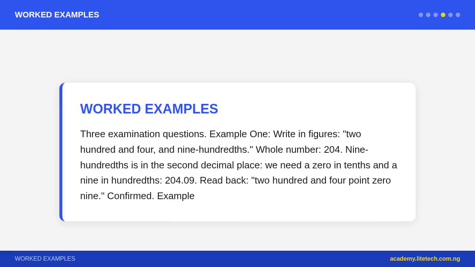Order from smallest to largest: 0.3, 0.31, 0.039, 0.3009. Align at the decimal point: 0.3000, 0.3100, 0.0390, 0.3009. Compare tenths.